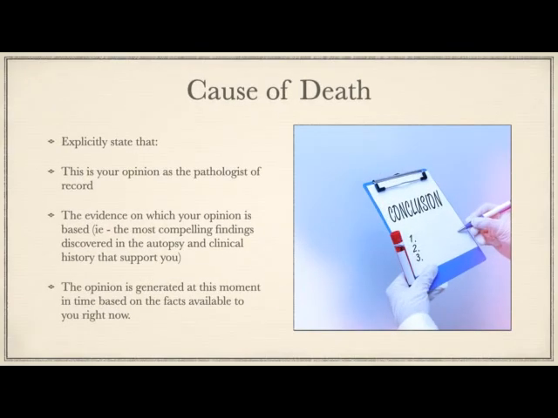The cause of death statement, which is one of the most important parts of the report. In this statement, there's a way to phrase it and form it that I feel is very important. You want to include that this is your opinion as the pathologist of record. So the cause of death is an opinion, not a fact. The evidence on which your opinion is based, so which facts that you discovered and determined during the autopsy, as well as the clinical history that are going to support your opinion. And then also include a statement that your opinion is generated with all the facts that you have available to you at this moment in time.